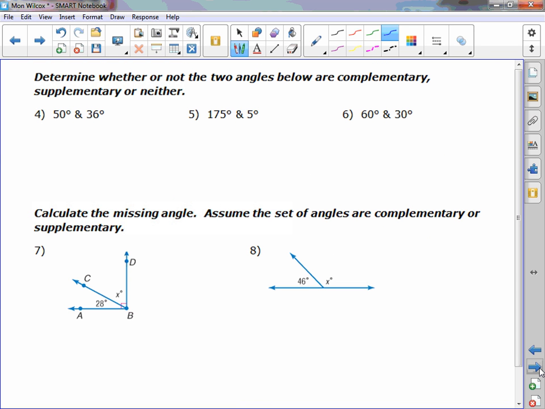So we're going to determine whether or not these two angles are complementary, supplementary, or neither. So let's find their sums. 50 plus 36. 0 plus 6 is 6. 5 plus 3 is 8. I'm looking for either 90 for complementary or 180 for supplementary. So 86 is neither one of those.